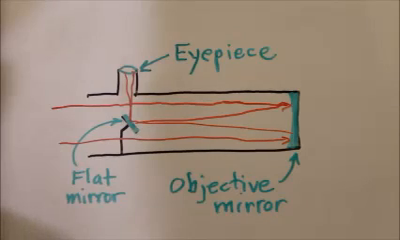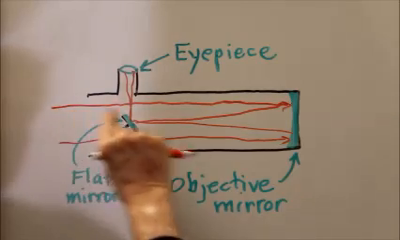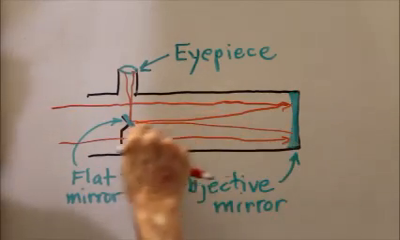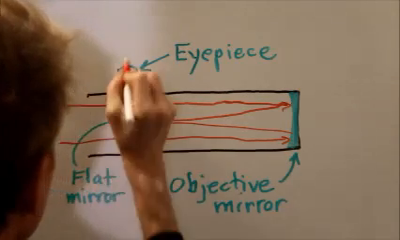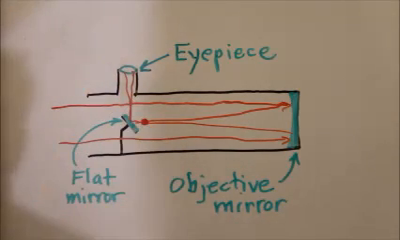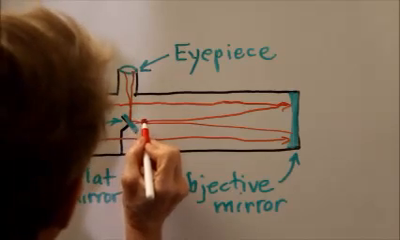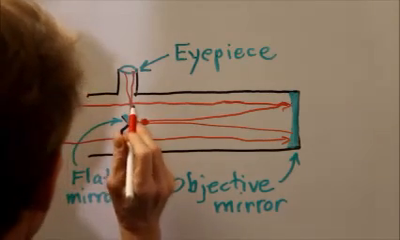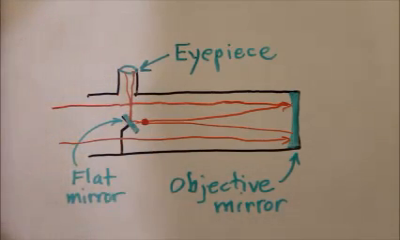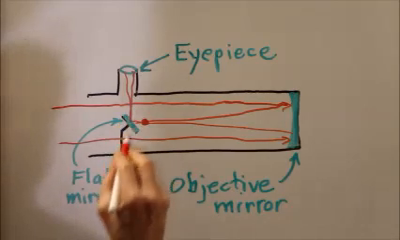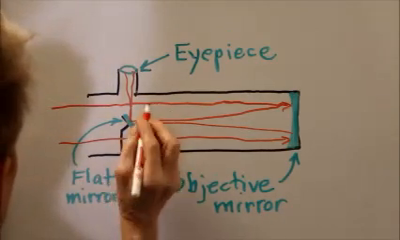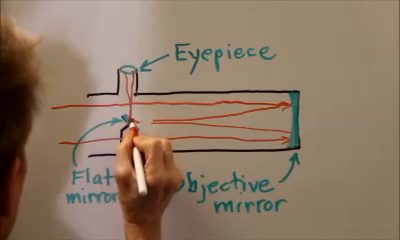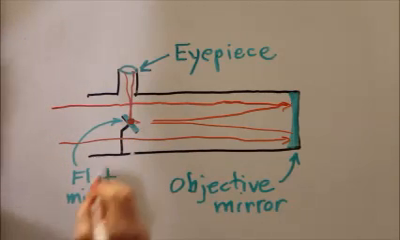So the light comes in, reflects off this concave mirror, comes to a focus somewhere, and then I'm not sure whether the focus occurs before or after the flat mirror. I guess it depends on the design. Ideally, I suppose it would occur pretty close to where the flat mirror is.